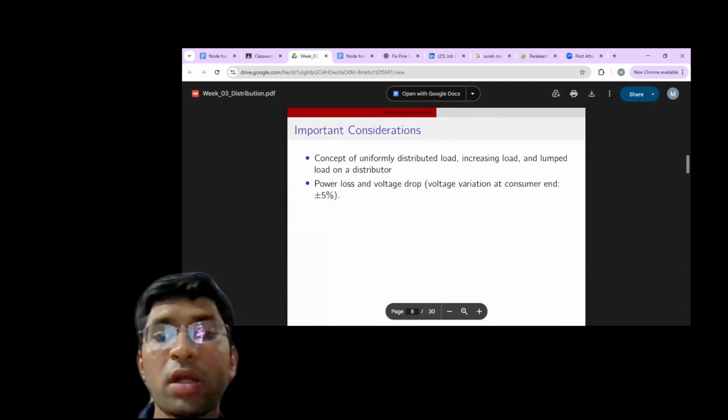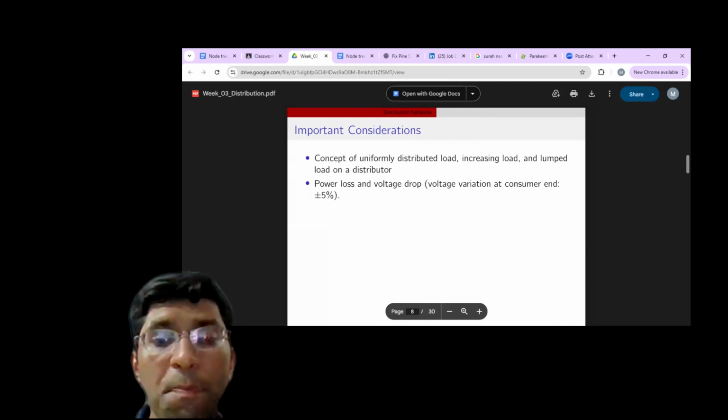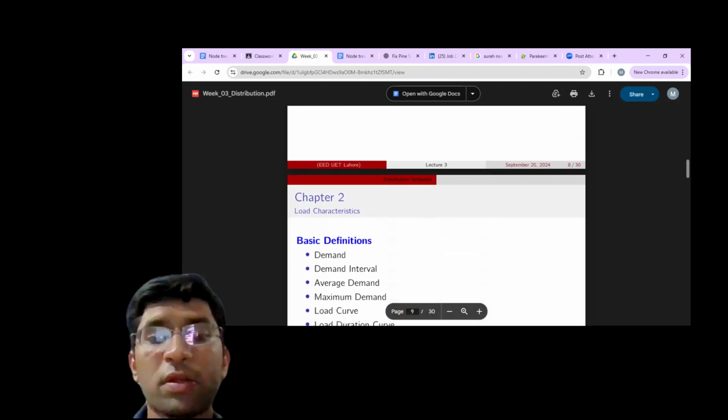So the most important considerations, I again repeat: the concept of uniformly distributed load must be kept in mind, and the increasing load and the lumped load on our distribution. The power loss and voltage drop, and I earlier mentioned plus minus 5%.